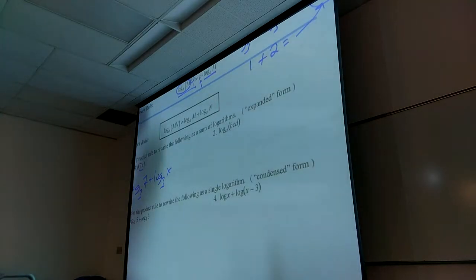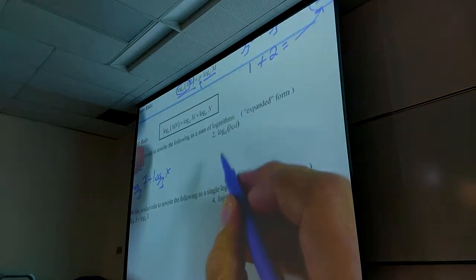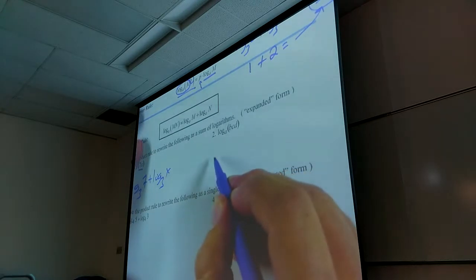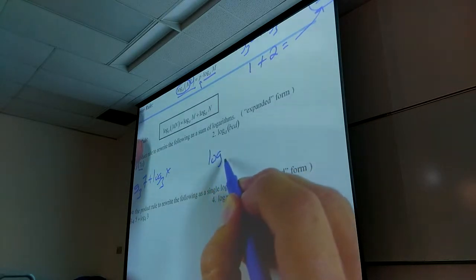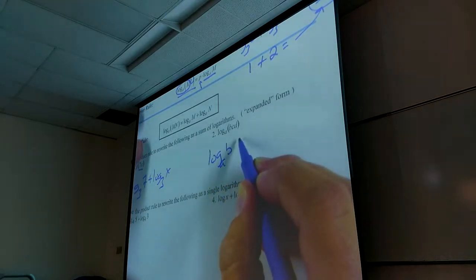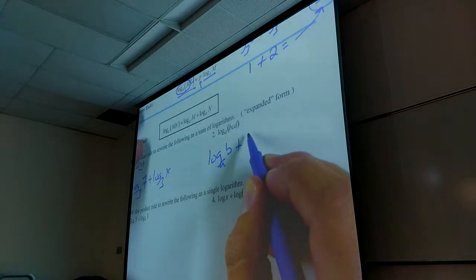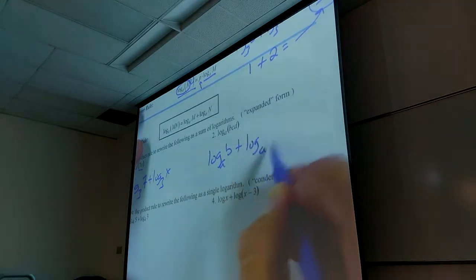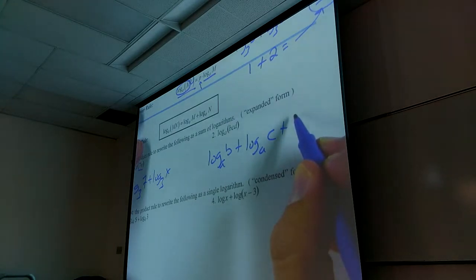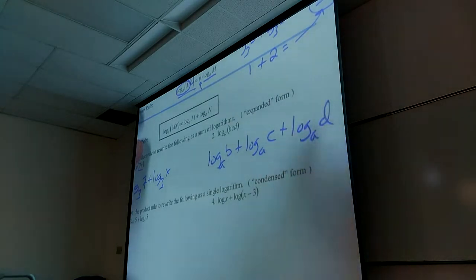Do you have the answer? Okay, I think we're ready, maybe. What would this be? Log A plus log A over C plus log A. I like it.